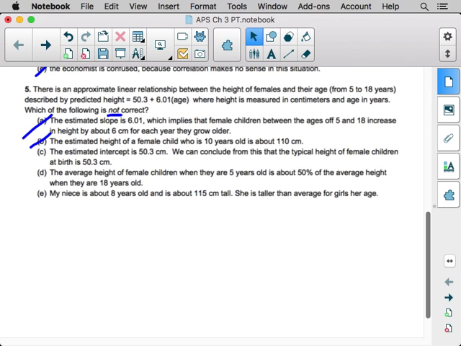The estimated intercept is 50.3 centimeters. We can conclude from this that the typical height of a female child at birth is 50.3 centimeters. All right, now, here's where this gets a little bit tricky. That sounds good, doesn't it? Right? Because what is this interpreting? What's the other thing? We can interpret slope. We can also interpret the y-intercept.